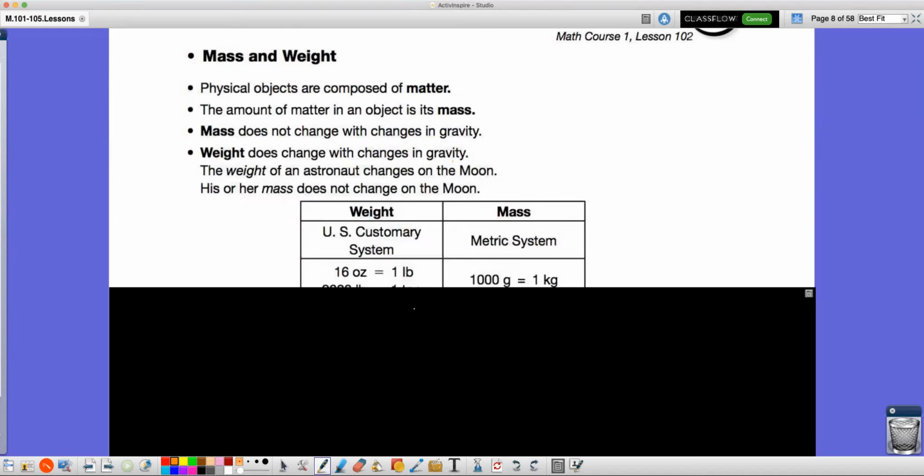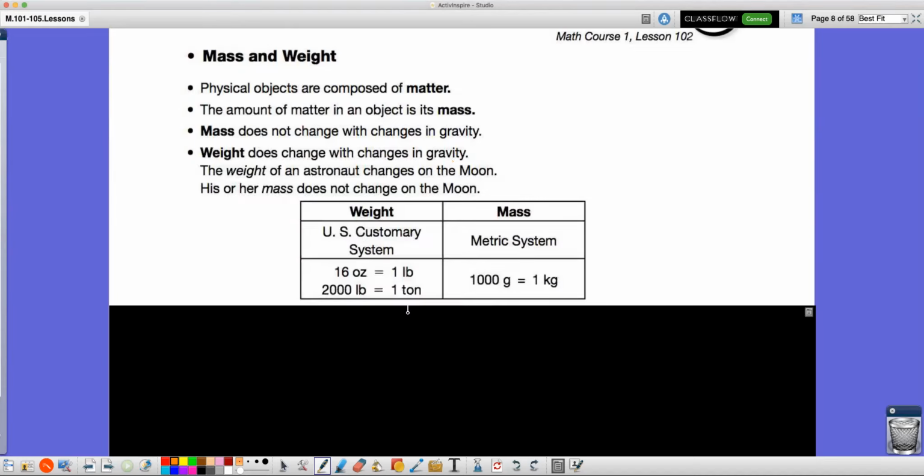So as we look at it, some of the tools we use to measure weight can be found in the US customary system. 16 ounces equals 1 pound, and 2,000 pounds equals 1 ton. For mass, we can use the metric system, which is 1,000 grams equals 1 kilogram.